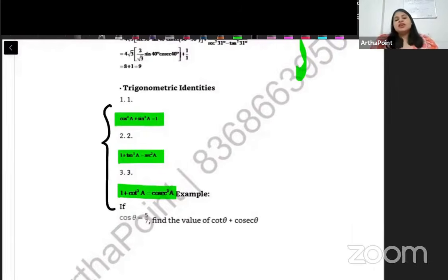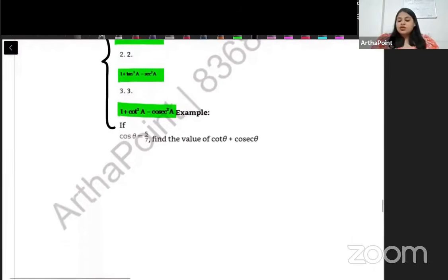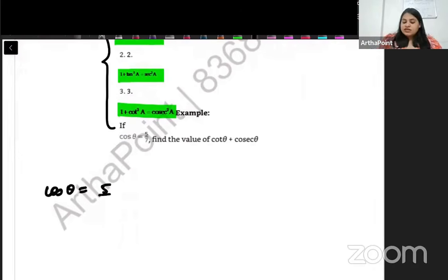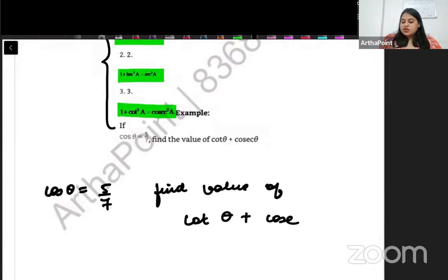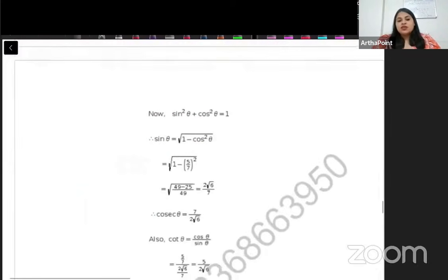Right? Let us take an example for this beta. So it says cos theta is 5 by 7. Then find the value of cot theta plus cosec theta. Cot theta is 5 by 7. Find cot theta plus cosec theta. This is what it says.